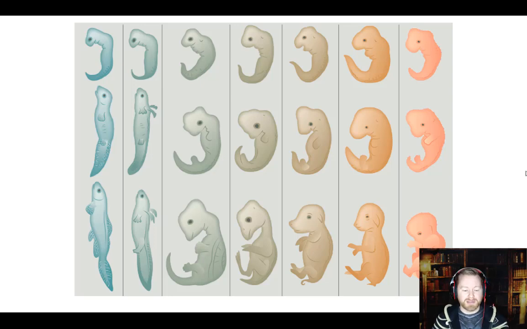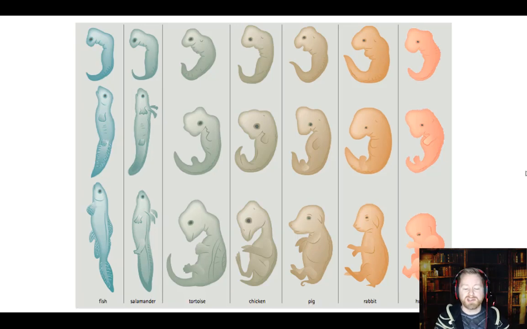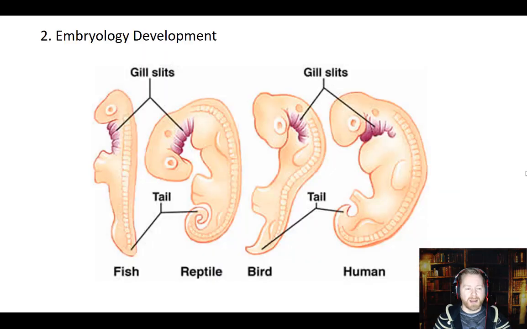But still, it begs to reason that at the early developmental stages, we all pretty much are functioning on the same basic plan, suggesting that we're all related to each other. So we have a fish, a salamander, a tortoise, a chicken, a pig, a rabbit, and a human. And yeah, so embryology, another line of evidence for evolution.